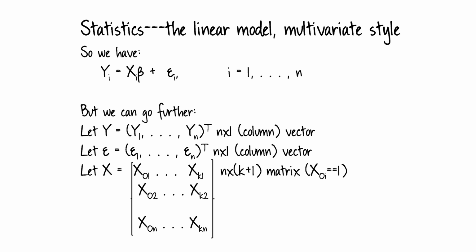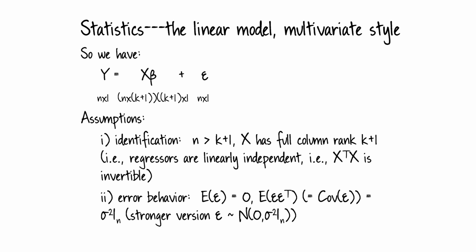If we define this matrix and vectors this way, then we can write our multivariate linear model in the following very parsimonious fashion: y equals x beta plus epsilon.